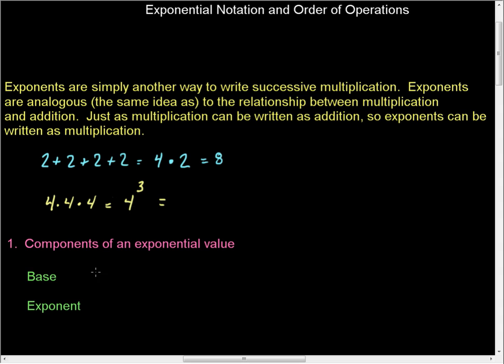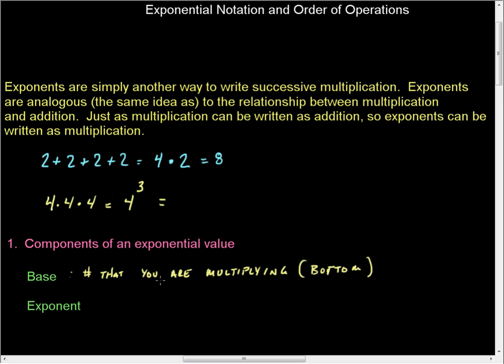Okay, as we look at number 1 here, components of exponential values, the base is the number that you're multiplying. This is the number that you are multiplying. And the exponent, this by the way, is the bottom number. I call it the bottom and the top, but it's really just the regular and the superscript.